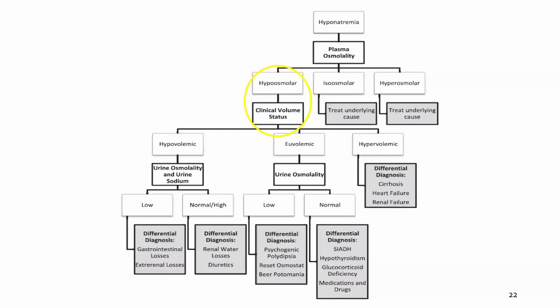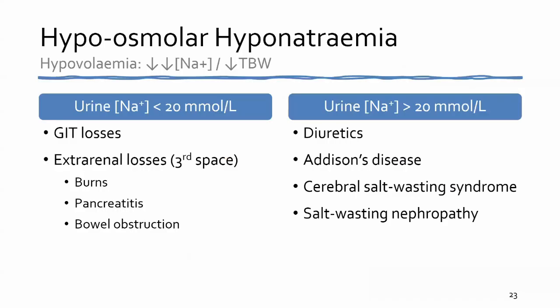Okay, so then we said that the third step was to assess the patient's clinical volume status. We'll start with the hypovolemic patients. These are common causes of hypovolemia. In the hypovolemic patients, we have relatively greater loss of sodium than we have of water. We can have GIT losses or any other extrarenal losses like burns, pancreatitis, or bowel obstruction.